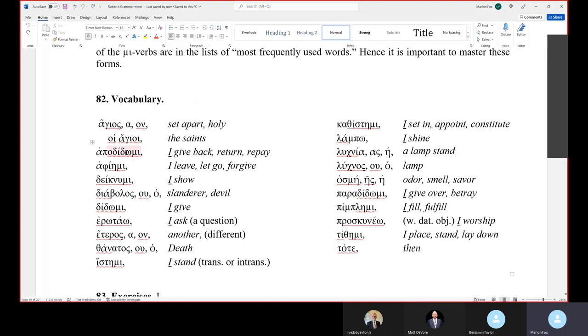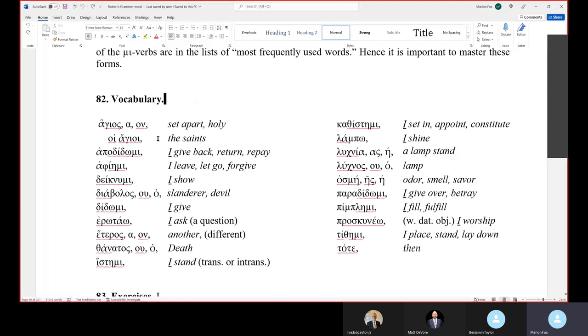Now we have hoi hagioi. So we'd separate them. They're in a separate group. If we're saints, and this plural form is translated saints, hoi hagioi, the saints. And a saint is someone who's been set apart by God. That's all they are. And if you're a Christian, you're a saint, okay? I know the world has a different definition of saint, but the Bible does not.